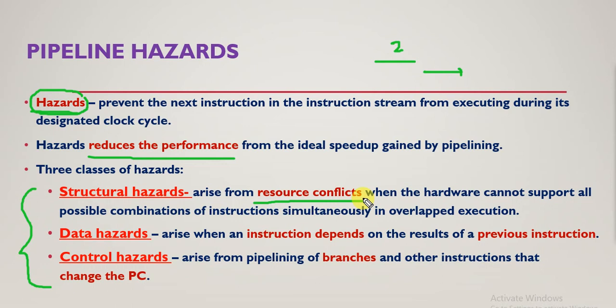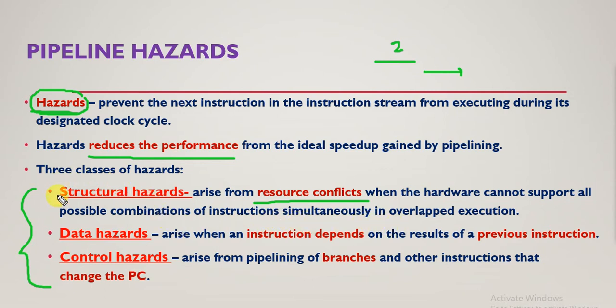If some resources are not available, if some resources are being utilized by some other instruction, or if some instructions are not at all available, in that situation there will be a delay for the next instruction to continue. So it will automatically affect the entire execution time of the pipeline system. It arises from resource conflicts when the hardware cannot support all possible combinations of instructions simultaneously in overlapped execution.